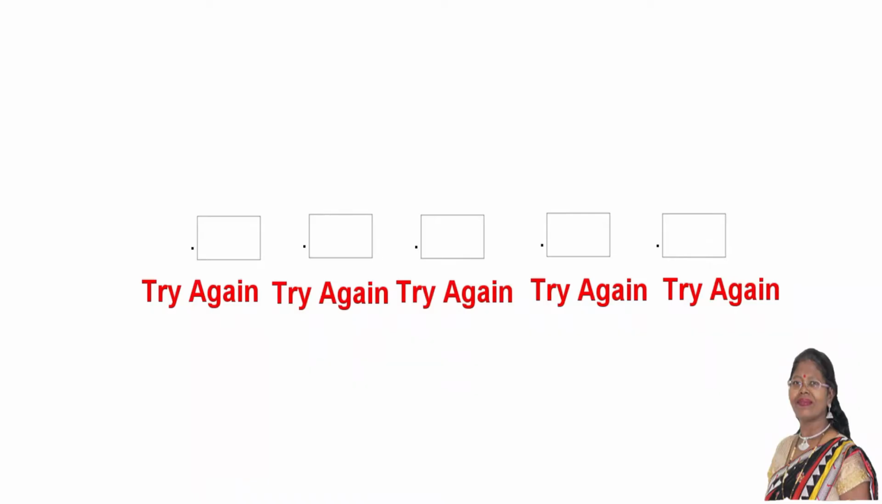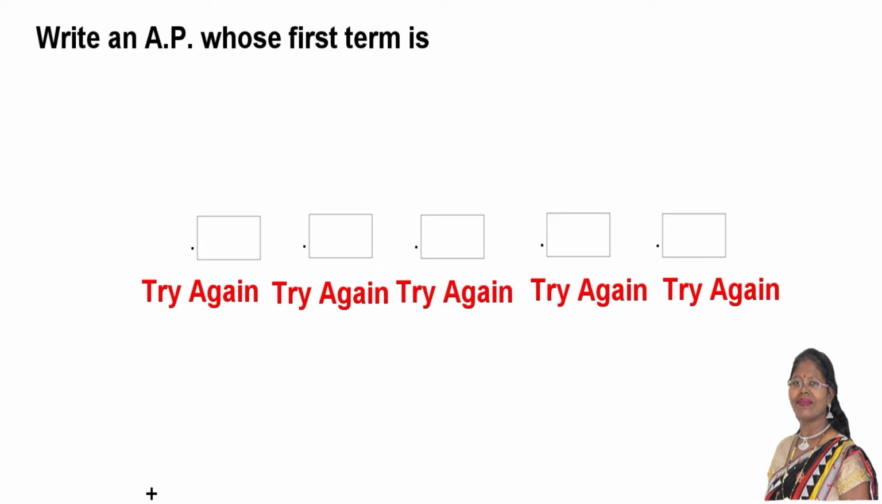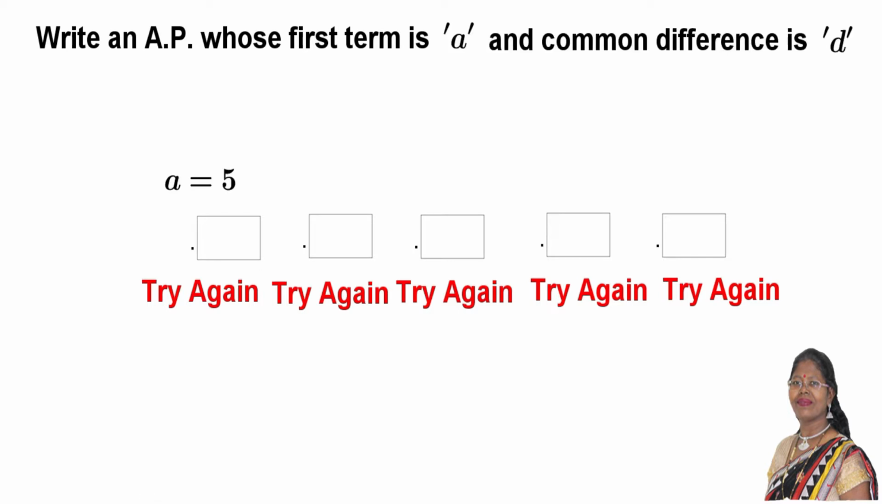Thank you. Magic Maths. Today we are going to learn how to solve the worksheet with the help of this video. First, here is a question. Write an AP whose first term is A and common difference is D. A is equal to 5, D is equal to 4. Means first term A is equal to 5 and common difference D is 4.